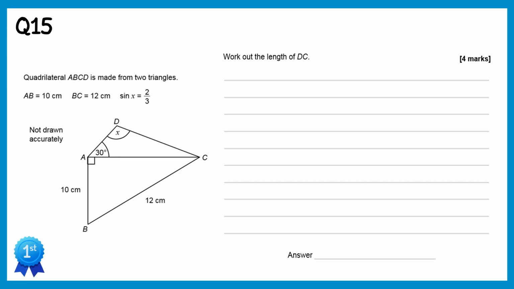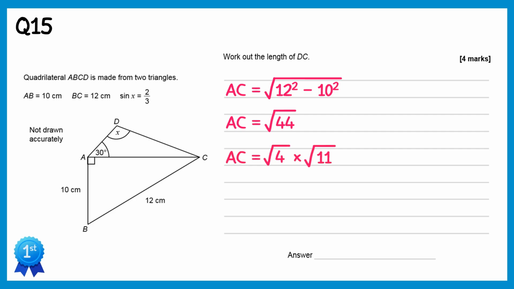To start this question, we're going to find the length of line AC. We'll do this using Pythagoras since it's a right-angled triangle. So AC equals the square root of 12 squared take 10 squared. 12 squared is 144 and 10 squared is 100, so this is equal to square root 44. We can simplify this a little bit. Since 44 is 4 times 11, this is square root 4 times square root 11, and square root 4 is equal to 2, so AC is 2 root 11.